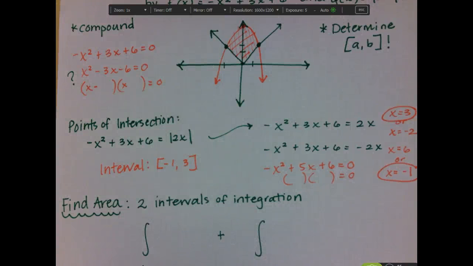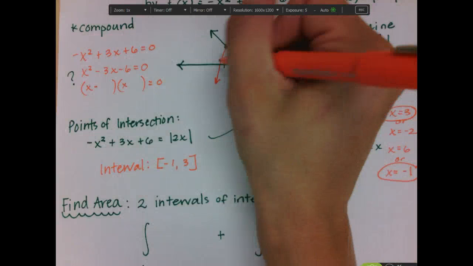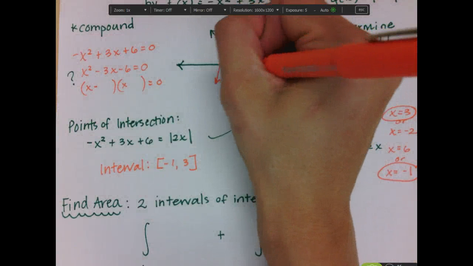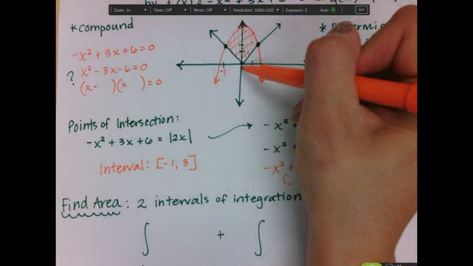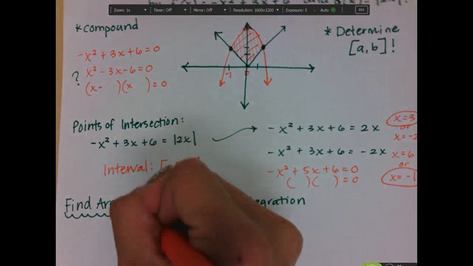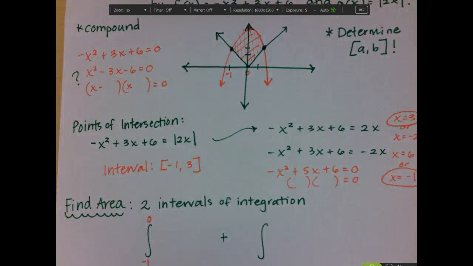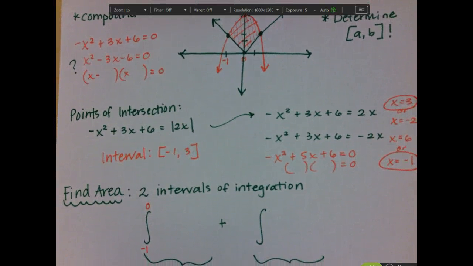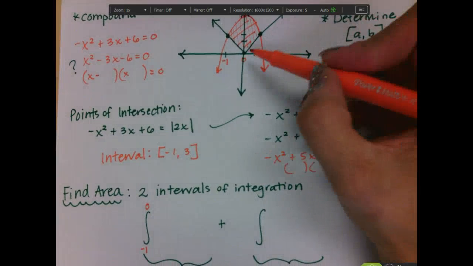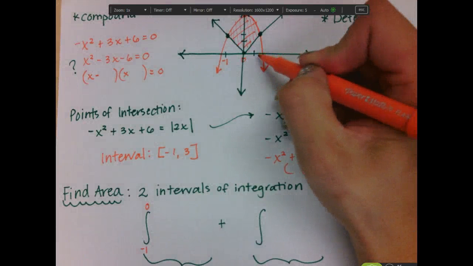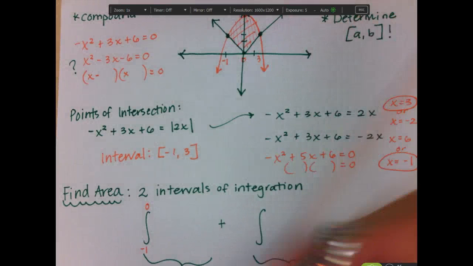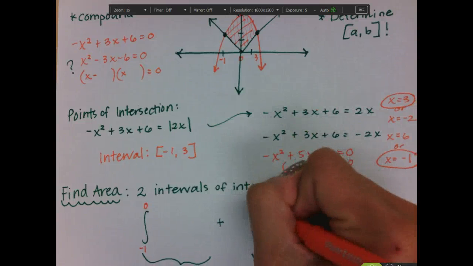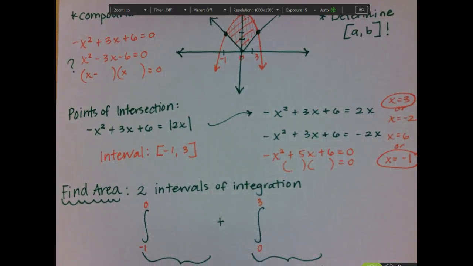Okay, so interval-wise, on the left side, this point of intersection is at -1. And so from -1 to 0, that is the interval of the area on the left side. And then on the right side, I'm going from 0 to this point of intersection, which is at 3. So from 0 to 3.